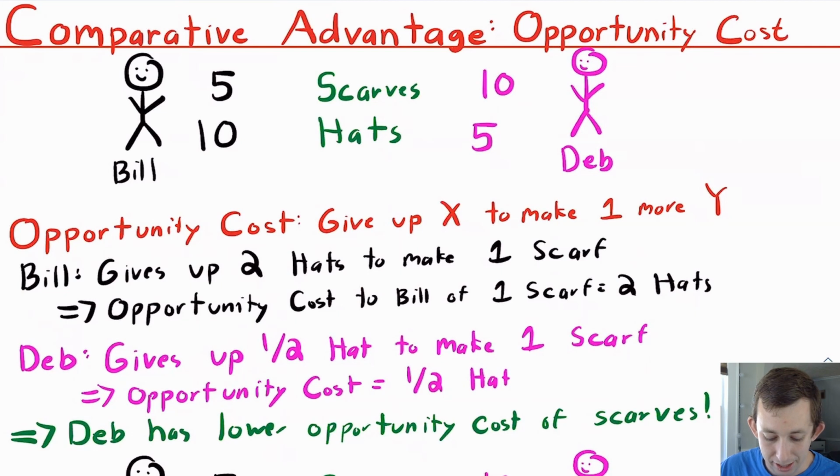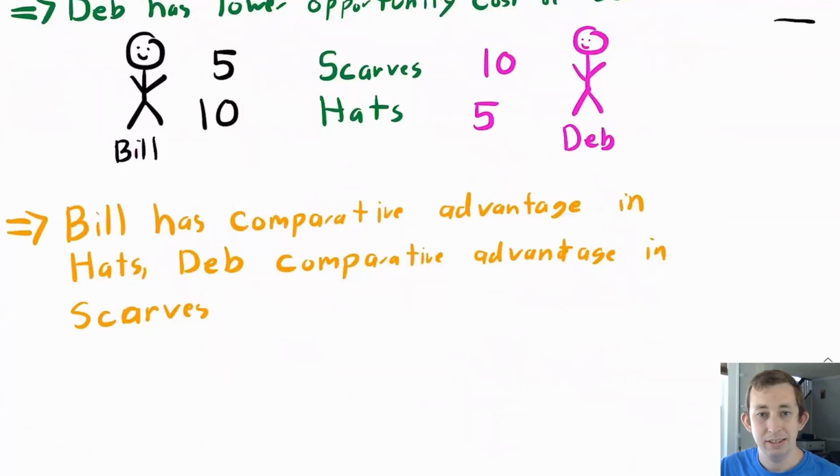So notice that Deb has a lower opportunity cost of making a scarf than Bill. So Deb has the lower opportunity cost of scarves. So Deb has the comparative advantage in making scarves. And you can see if we did that the other way, we would get to the point that Bill has a comparative advantage in making hats and Deb has a comparative advantage in making scarves. So that's what we mean when we talk about comparative advantage.